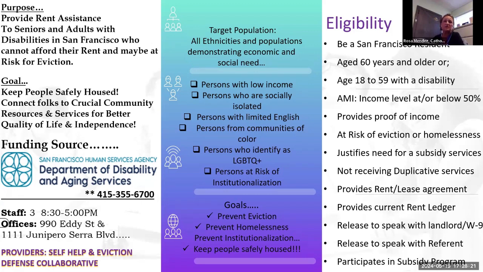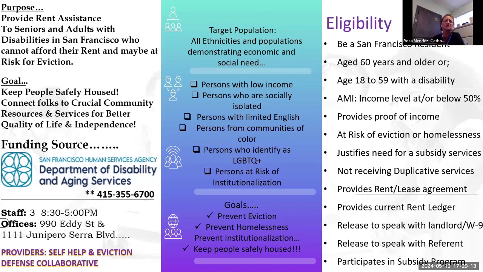We are funded through the Department of Disability and Aging Services, and their phone number, because they also offer so many other resources and services, is on the slide if anyone's interested. We are a staff of 3. We are open from 8:30 to 5 p.m. every day. Our locations are at 990 Eddy and 1111 Junipero Serra Boulevard. Other providers that also provide this service are Self-Help and Eviction Defense Collaborative. Who do we serve? Our target population is anyone who is demonstrating a need for a rental subsidy.